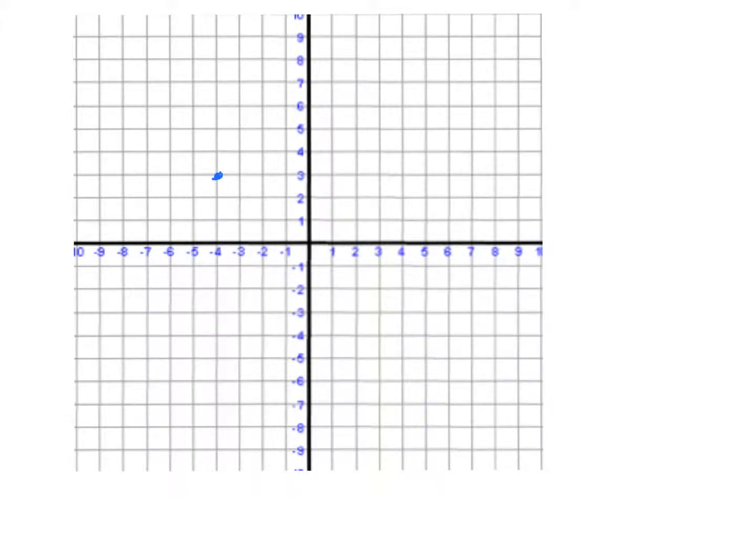Okay, so now our axis of symmetry is x is -4. So we're gonna.